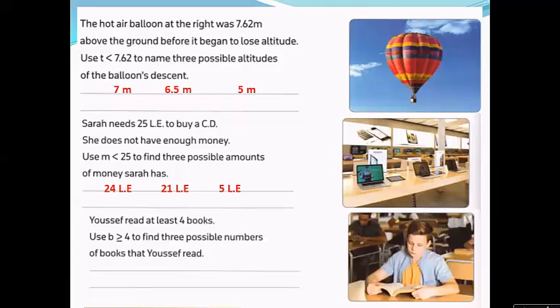Last one, Yusuf read at least 4 books. Use b, bigger than or equal to 4, to find 3 possible numbers of books that Yusuf read. So I will write numbers bigger than or equal to 4. Maybe 4 books, maybe 8 books, maybe 78 books.